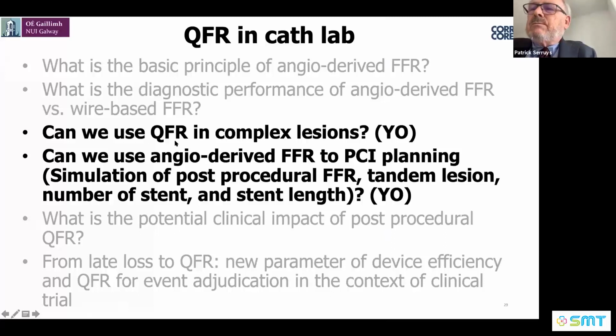Okay, I can hear you. So my part is about the QFR in patients with complex lesions such as left main or 3-vessel disease, and also to talk about the planning based on the FFR.